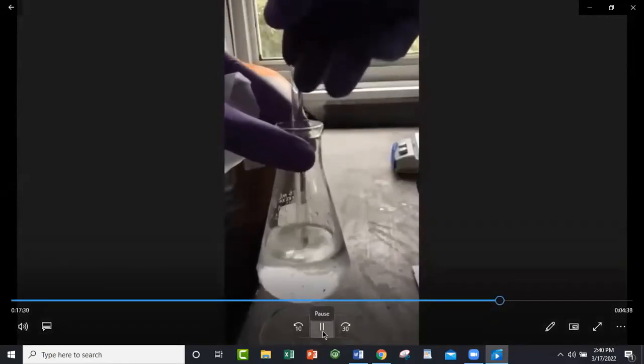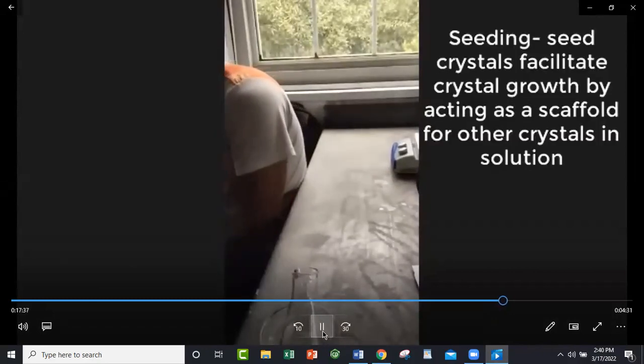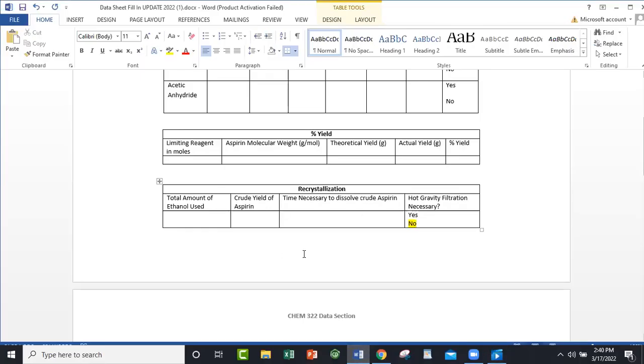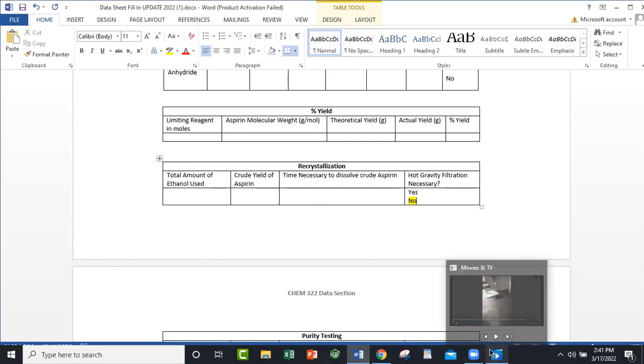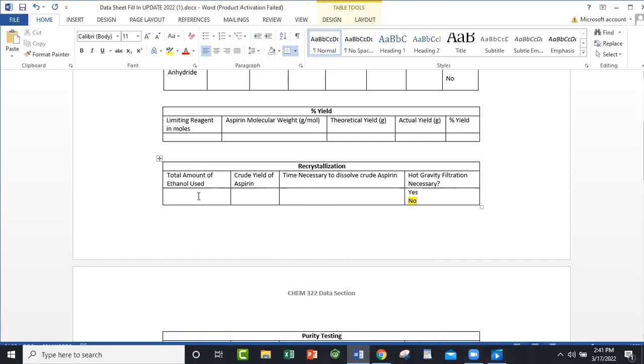I'm just gonna put this down in here and seed it. And what happens is when you seed it, the other crystals act like a scaffold. And so his crystals are going to start building around that. So if you chose sample three, you can actually make a note on the data sheet somewhere that sample had to be seeded in order to recrystallize. And that's fine. But the total amount of ethanol is 25. And the crude yield, I think, was 7.27, if I'm not mistaken.